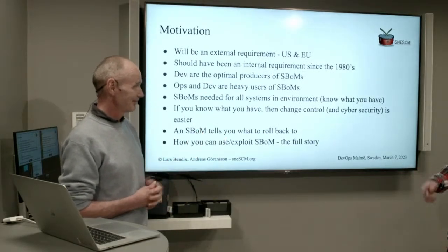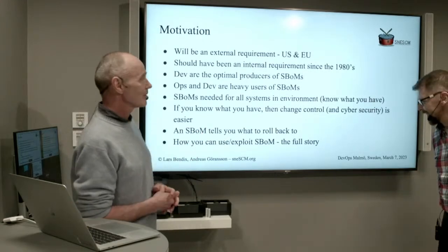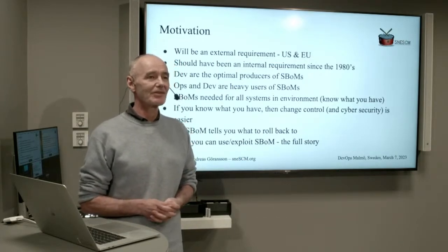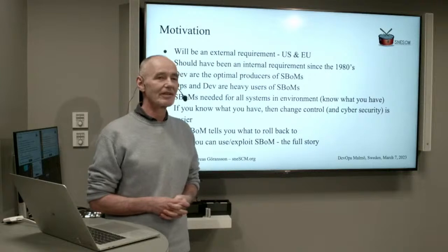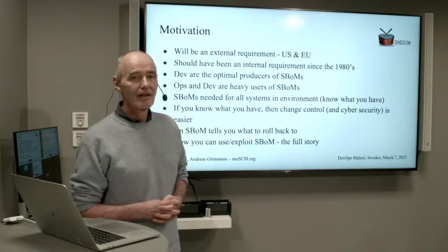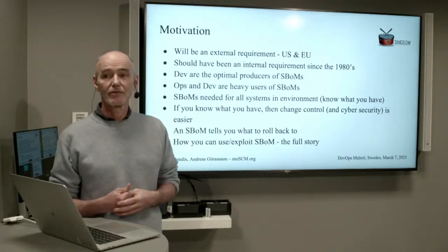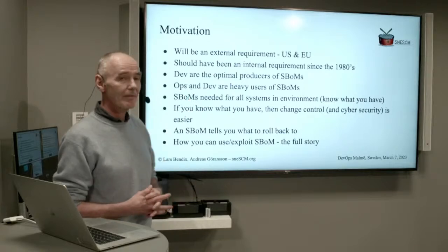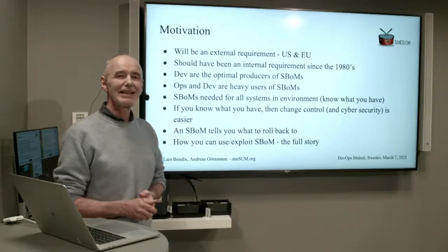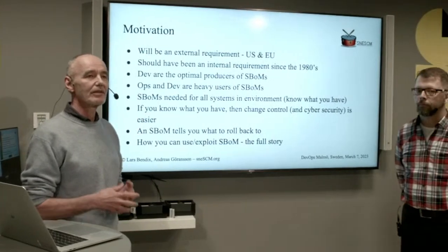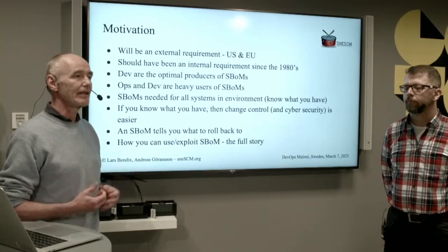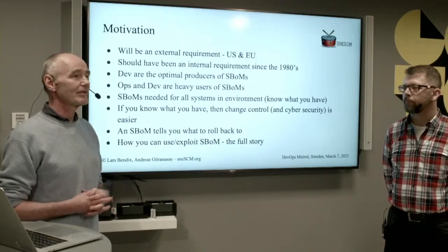So probably you know that President Biden has mandated that if you want to sell software to the US government, then you must provide a software bill of materials. And the EU is also following up. So there are some external requirements for you to be able to produce software bill of materials. It should have been an internal requirement, since you could use software bill of materials for a lot of good purposes internally in your development since the conception of software bill of materials in the 1980s.